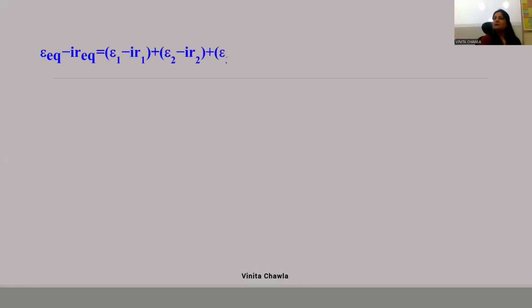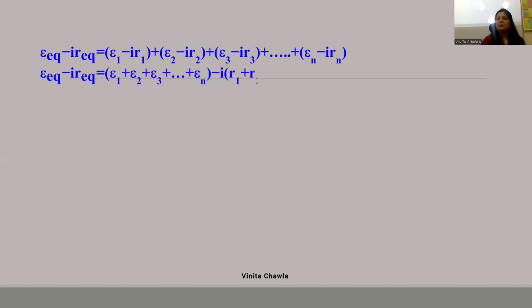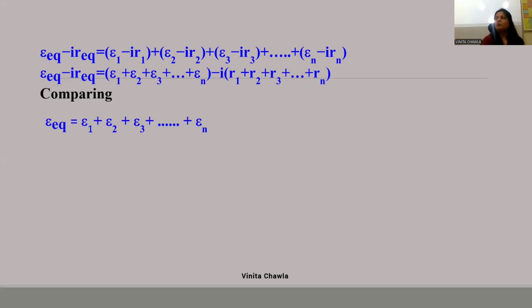So we can write like this, because V is equal to E minus IR. On recombining, rearranging, comparing, we get equivalent EMF as E1 plus E2 plus E3 to En. We'll simply add the EMFs of individual cell to get the net EMF. Okay. And R equivalent, this is the internal resistance. Net internal resistance is sum of all the internal resistances of different cells that we have.